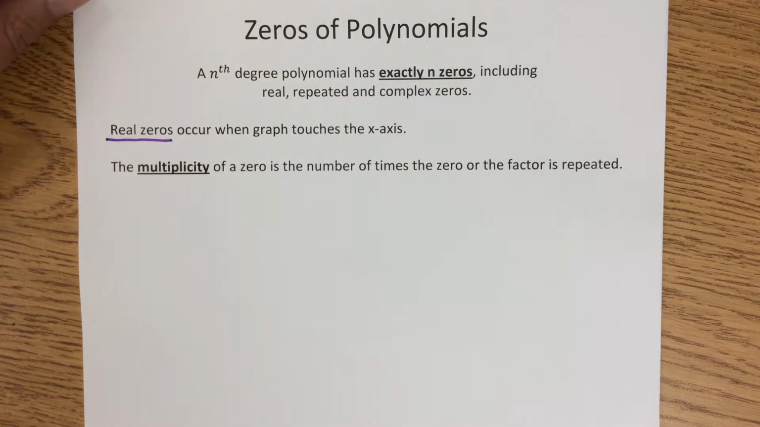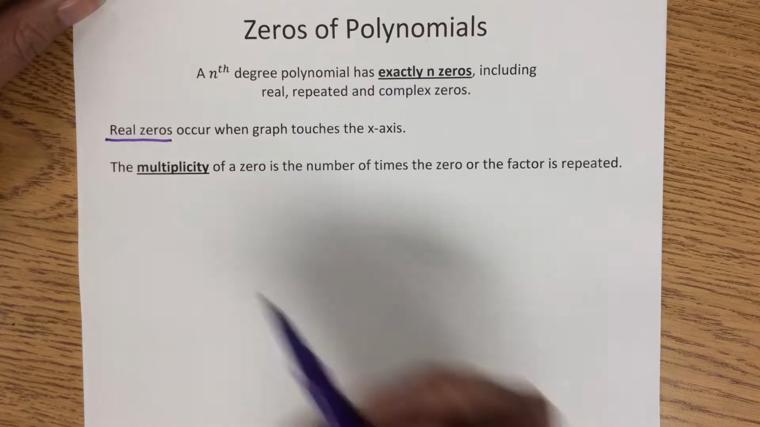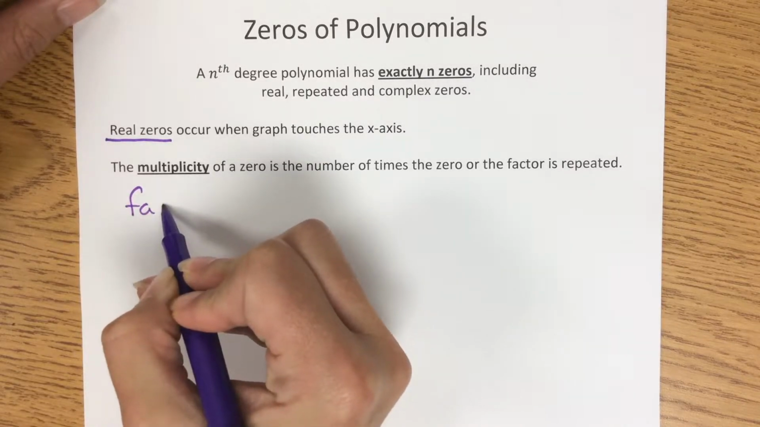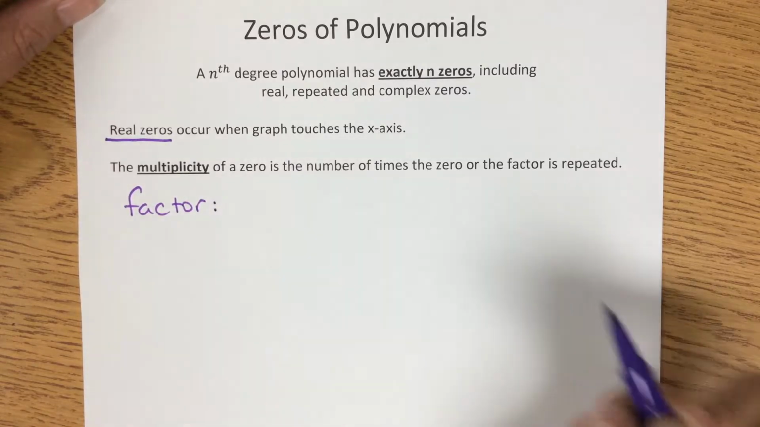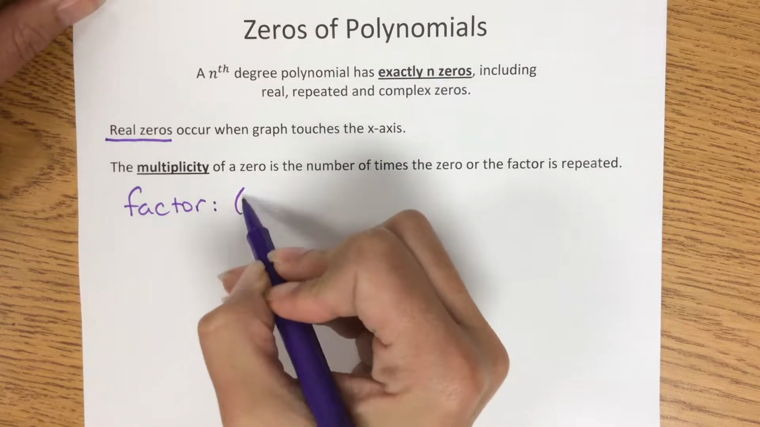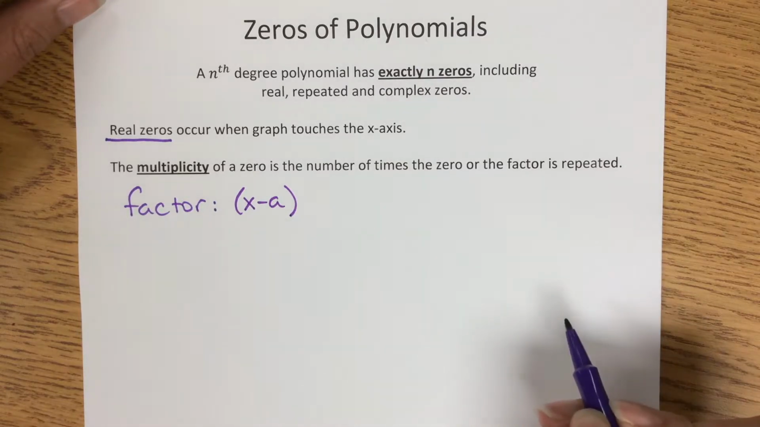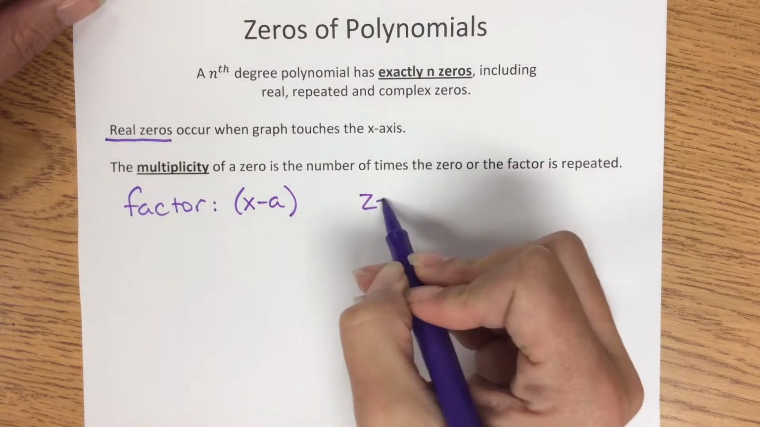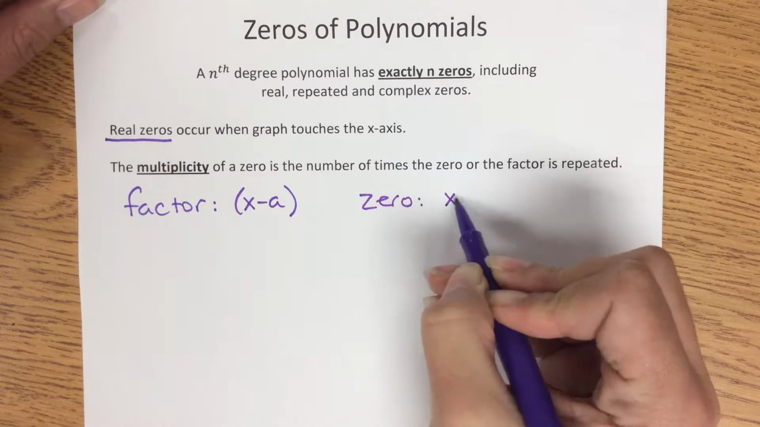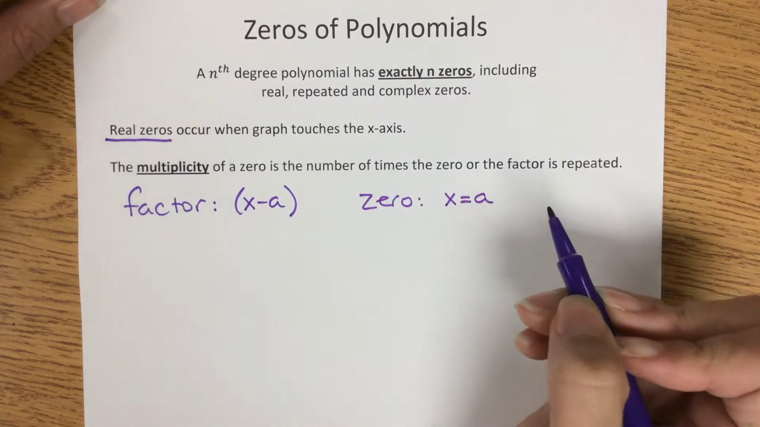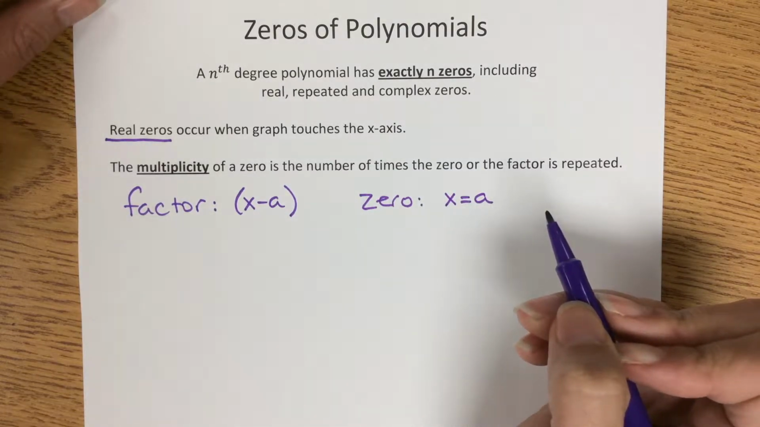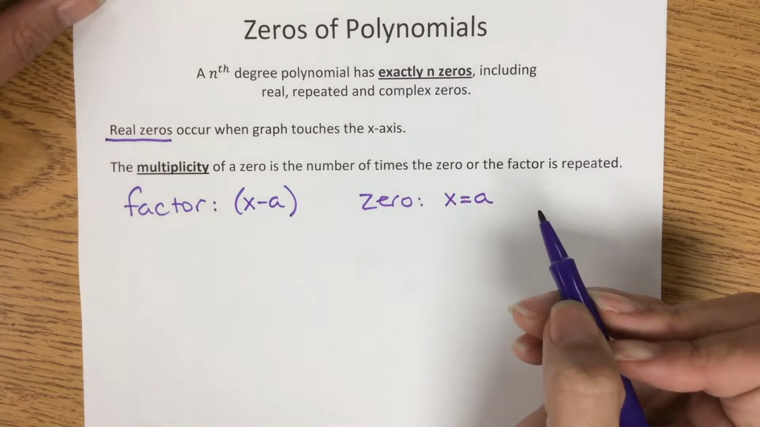touch the x-axis. Okay, I want to remind you about factor form and zero form. A factor and a zero are related. If x minus a is a factor, then the corresponding zero is x equals a. We can also call this a root or a solution. Now, sometimes factors repeat or happen more than one time, and therefore we could say that that zero repeats.